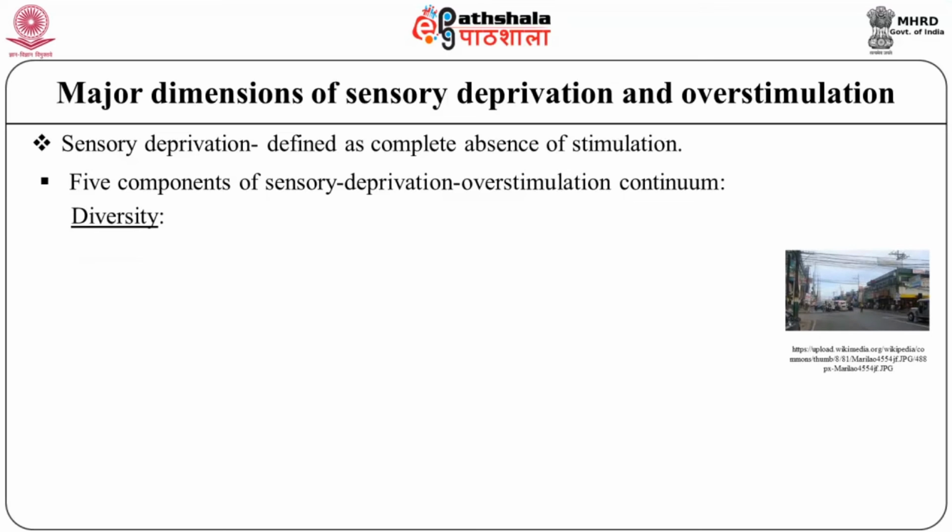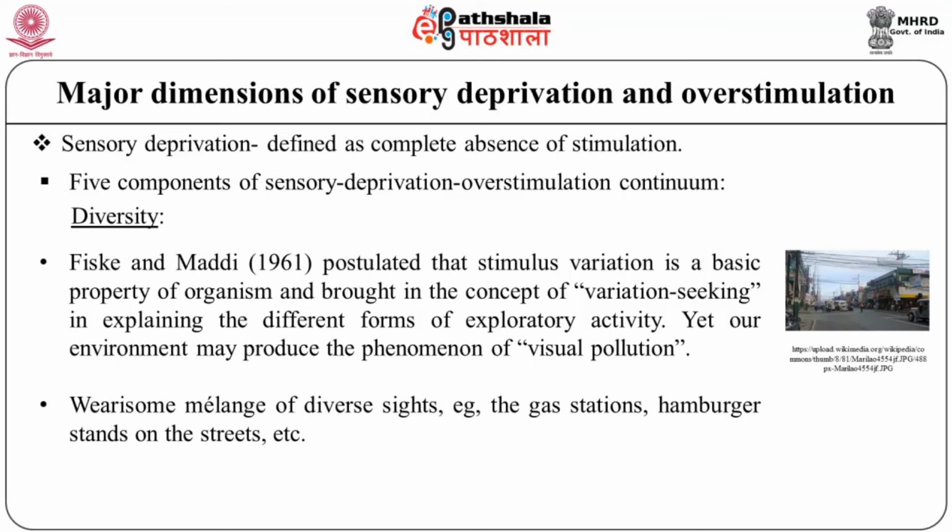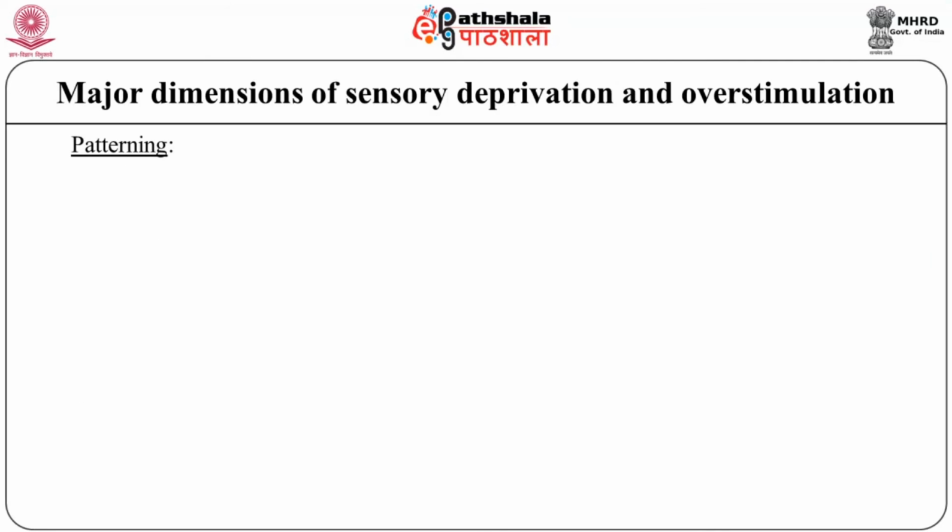Both in a simultaneous and successive sense, the role of variation in stimulation has been receiving increasing interest in psychological experiments. It is reflected in Berlyne's study in 1960, wherein the heterogeneity of the elements of a stimulus reflects one among many ways in which complexity is operationalized. Fiske and Maddi postulated that stimulus variation is a basic property of the organism and brought in the concept of variation seeking in explaining the different forms of exploratory activity. Yet our environment may produce the phenomenon of visual pollution, for example, gas stations, hamburger stands on the streets, etc. The third feature is patterning.